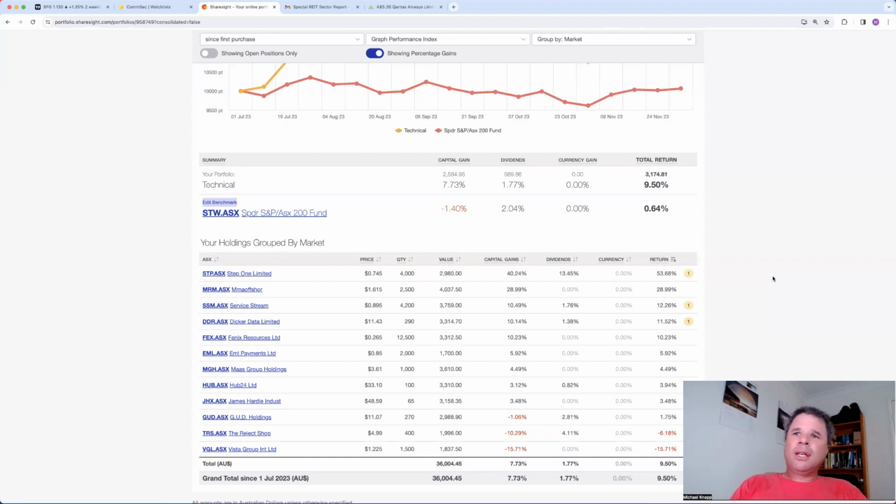MA Offshore keeps releasing good news, up 29%. Service Stream, 12.3%. And Dicker Data, 11.5%. Step One is an interesting one. I have thought about taking profits. I want to test the underwear out.